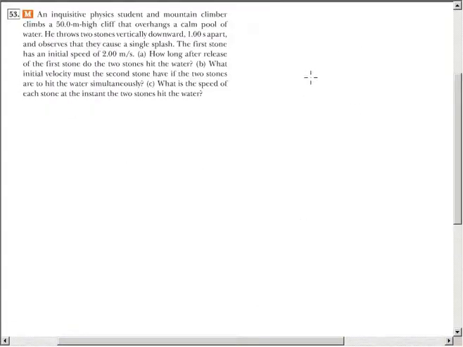Now the question becomes, what is the fall time of the second stone? Well, the first stone, T1, was equal to 2.996 seconds. Therefore, the second stone is simply T1 minus 1 second, which is equal to 1.996 seconds.